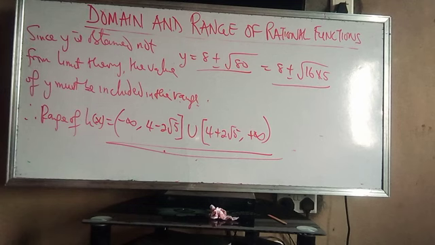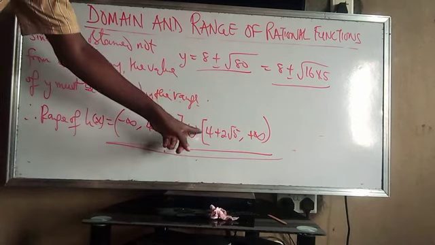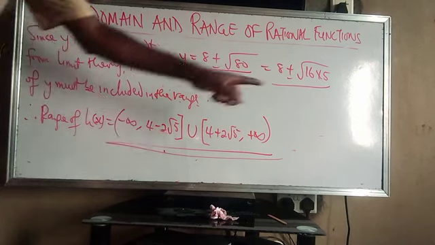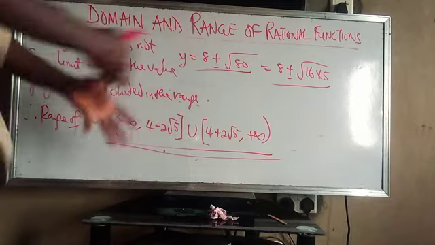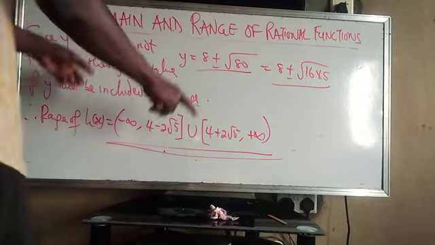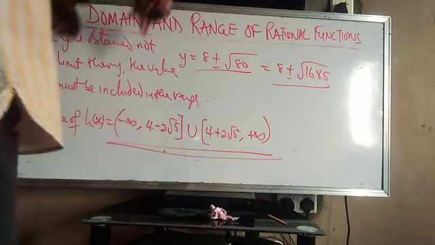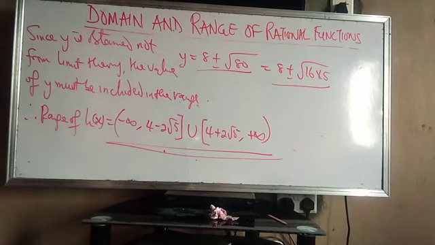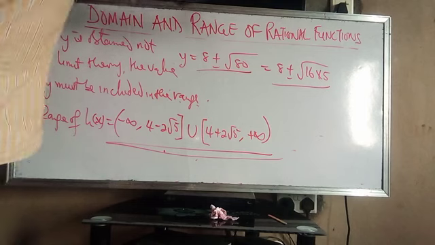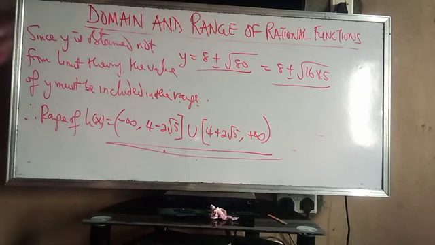So you can see that this is closed because 4 minus 2 root 5 and 4 plus 2 root 5 are obtained as y. So we are not using open brackets, since the values are in the range of the function, so they must be included. Our y was not obtained through limit theory. It was obtained directly from algebraic operation.